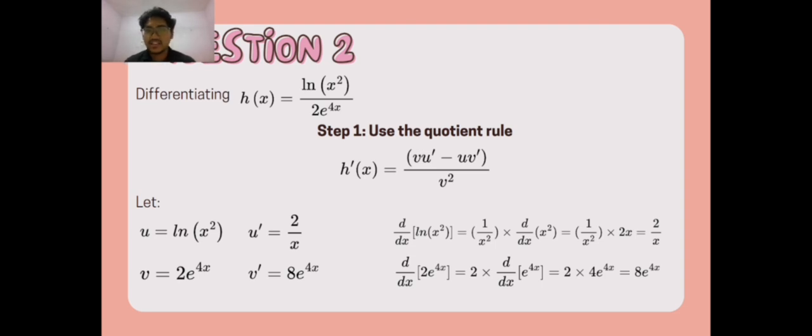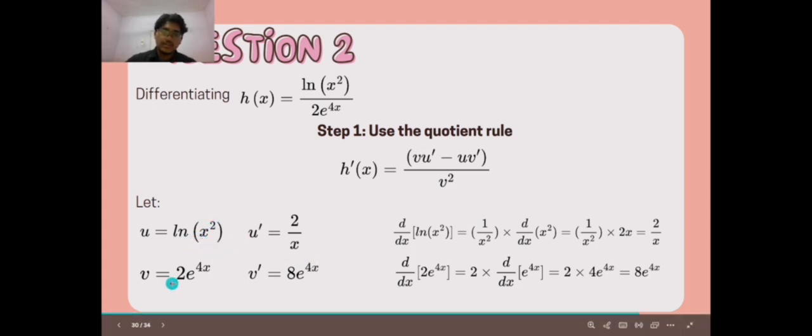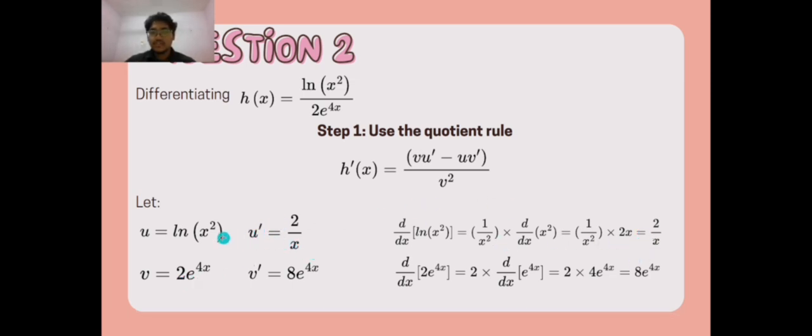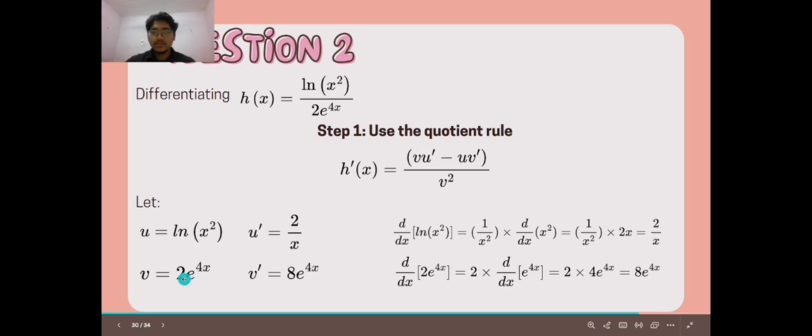Differentiating h(x) equals ln x to the power of 2 over 2 to the power of 4x. Step 1, we will be using the quotient rule. The numerator will be u and the denominator will be v. So u is ln x to the power of 2, and v is 2 to the power of 4x. So u prime will be the derivative of ln x to the power of 2, and v prime will be the derivative of 2 to the power of 4x.